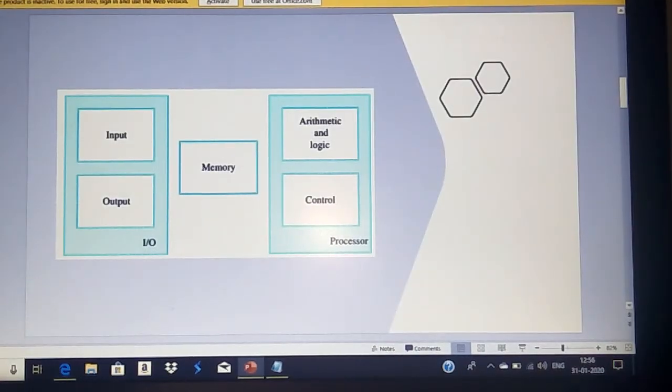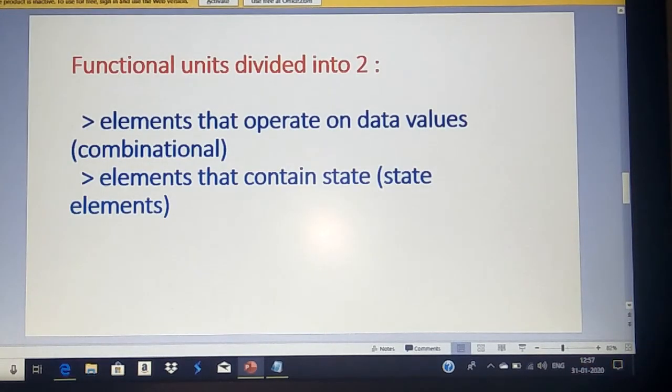One basic diagram for functional units. Here you can see input, output, then processor, and in between there is the memory. The processor consists of the arithmetic and logic unit and control unit, and input-output consists of input device and output device. This is the functional unit diagram for computer structure. These functional units are divided into two sections, that is combinational elements and state elements. What are combinational elements? Elements that operate on data values are known as combinational elements, and elements that contain state are known as state elements.